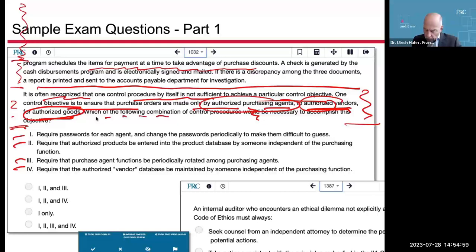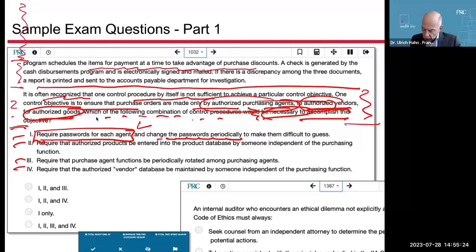So, which of the following combination of control procedures would be necessary to accomplish these objectives? First: require passwords for each agent and change the passwords periodically to make them difficult to guess. I would say this is clear. This is correct. If you have been working as an IT auditor, you do this, but it's nowadays a little bit questioned. And it does not really guarantee that they are difficult to guess. So actually, you need rules for creating the passwords, then you can make them difficult. So the answer is a good part, but it's also a little bit critical.